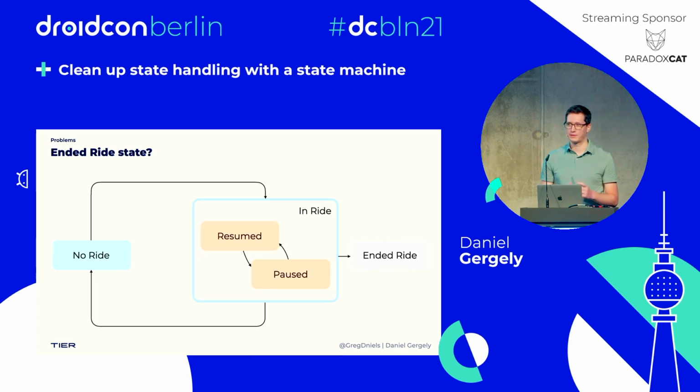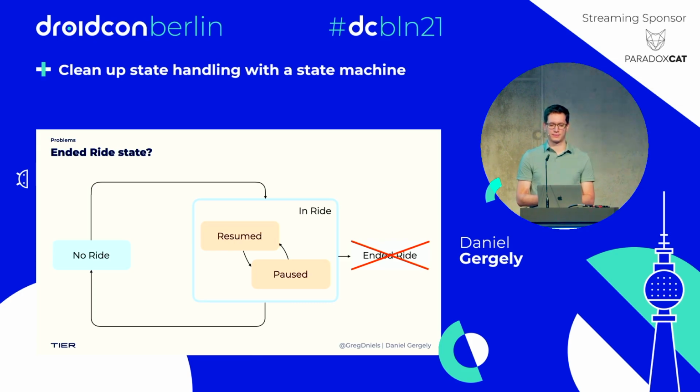But if you think of it from an application behavior point of view, how does the app behave? What does the app look like? What can you do with this app? Then you start to see that it doesn't actually make sense to have an ended ride state, because if you think of it, no ride and ended ride are pretty much the same. So we decided to exclude this ended ride from the set of states. And how we handle that data, I will circle back to later.